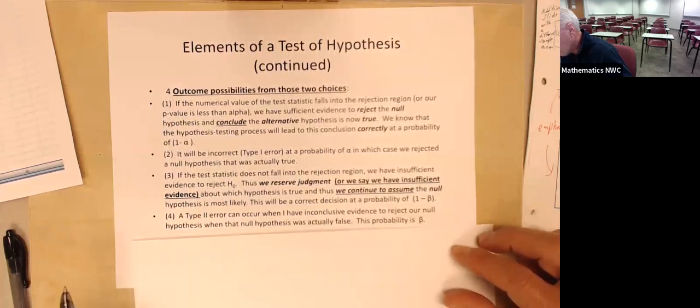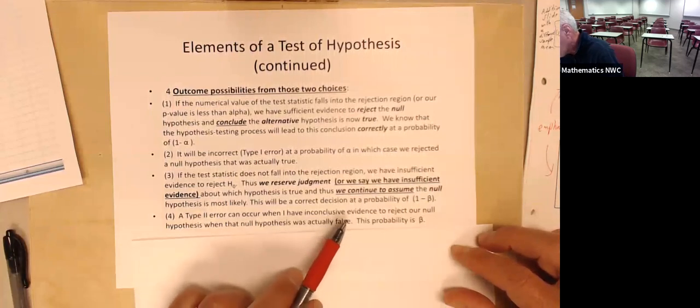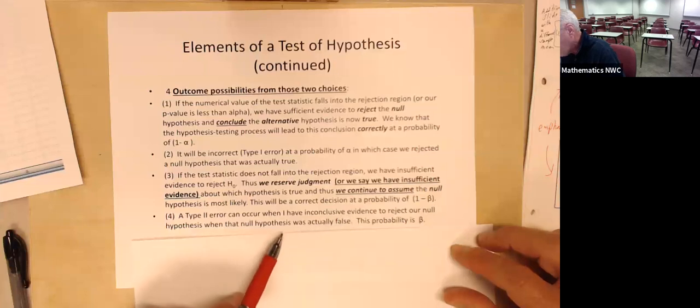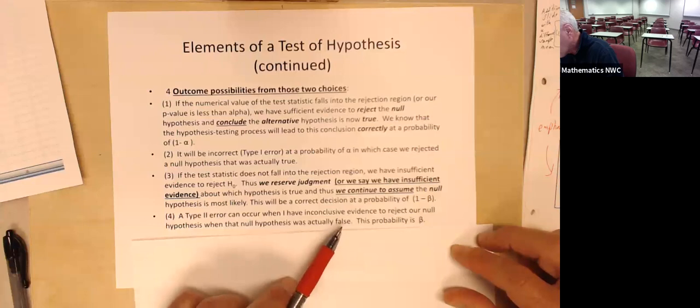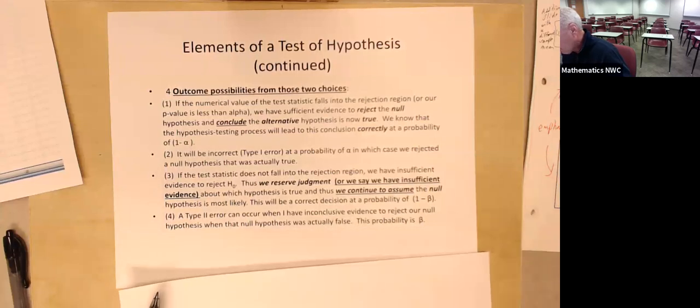Here's the type 2 error. A type 2 error can occur if I have inconclusive evidence, insufficient evidence, to reject the null, but the null was actually false. I should have rejected it, I just didn't get enough evidence. It didn't go over my line in the sand. The probability of that happening is beta.